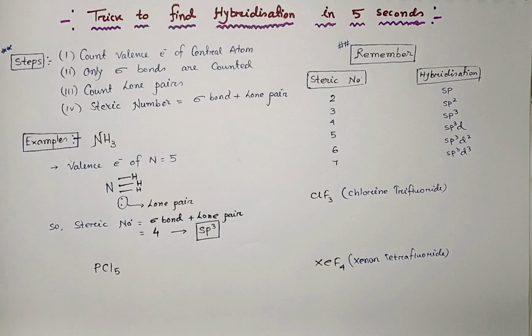Hey guys, in this video I am going to show you a trick to find the hybridization of any molecule in just 5 seconds. The best part about the trick is that you don't need to mug up any formula regarding hybridization. You just need to know how to calculate valence electrons of the central atom, and you just need to remember a basic table involving steric number and hybridization. So let's see the steps of this trick.